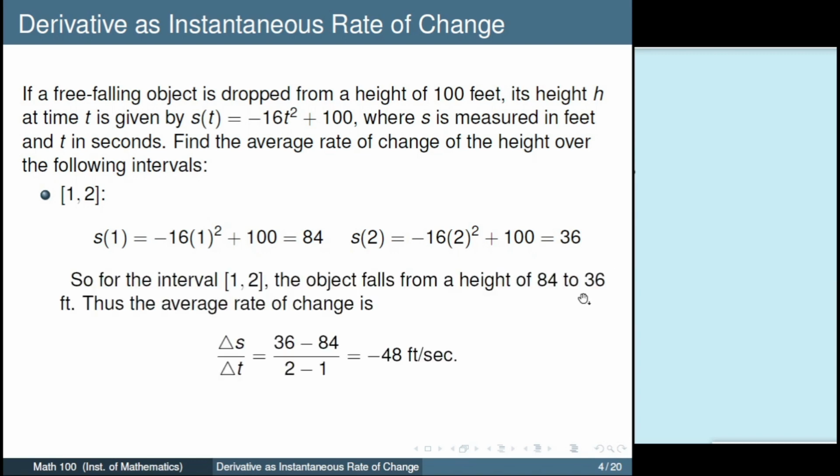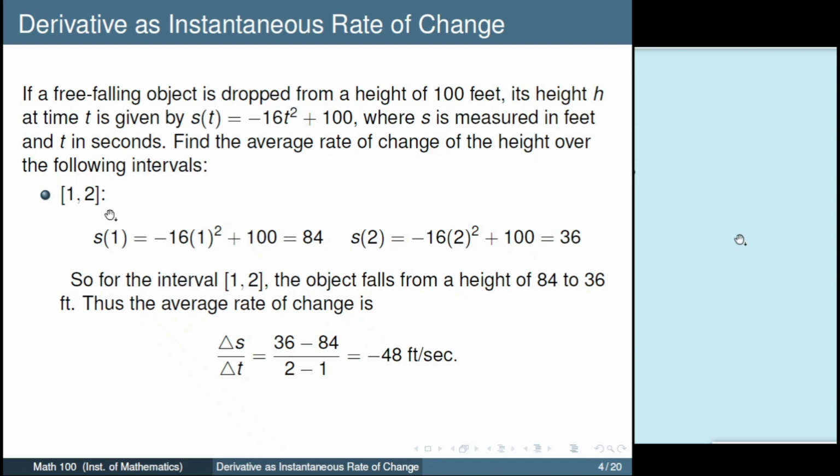Hence, we know that the average rate of change of the height from t equals 1 to t equals 2 is just equal to s of 2, 36, minus s of 1, 84, divided by 2 minus 1. So this equals negative 48 feet per second. Okay. So now let's see what will happen if we make this interval smaller.